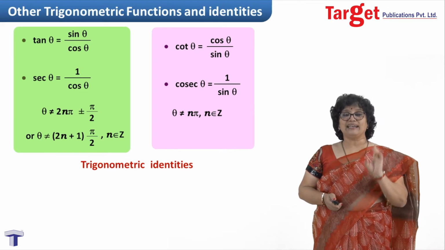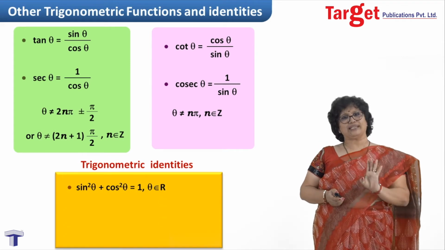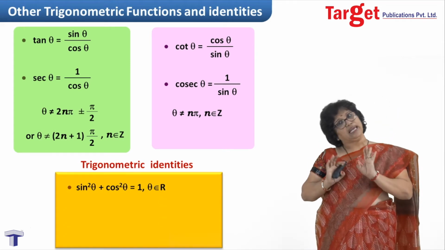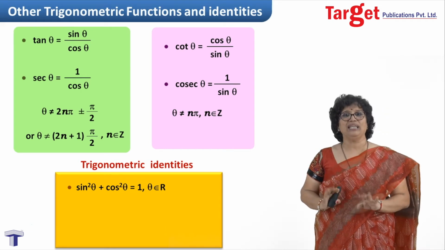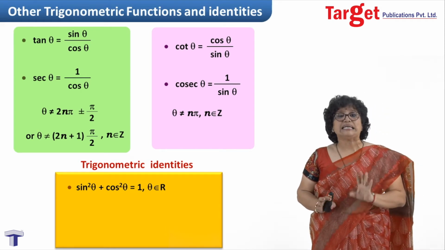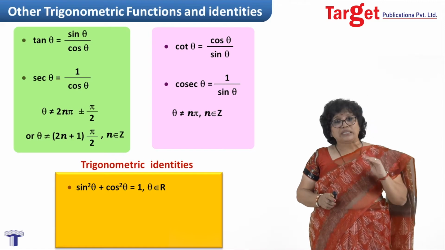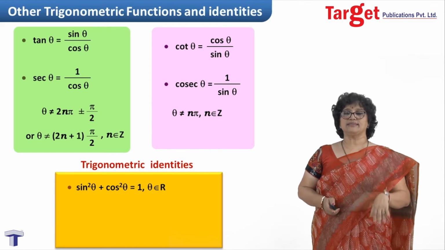So, trigonometric identities. What was the first one? Sin square theta plus cos square theta equal to 1. Now here also we have that same identity: sin square theta plus cos square theta equal to 1. The additional thing I am writing here is theta belongs to R. There is no theta which could be troublesome to us.